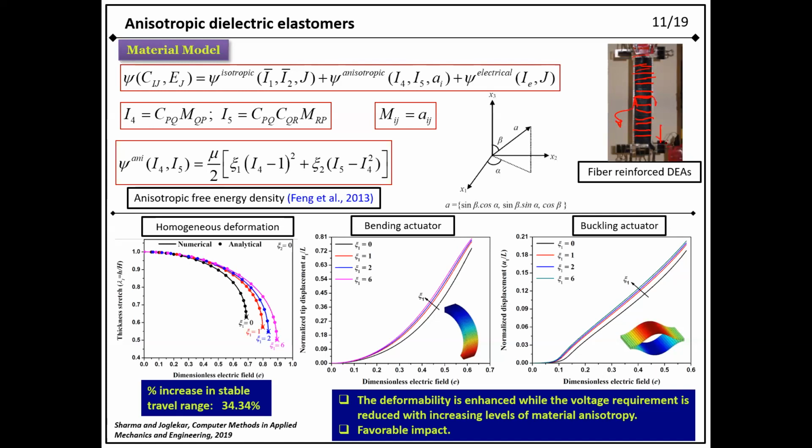And also from here we can see, for example, this is the response of such an actuator with the anisotropy in this direction, or I can say the material properties in this direction are different in comparison to this direction. So we can observe from here that for a particular fixed value of applied potential difference, we will be getting large deformation.